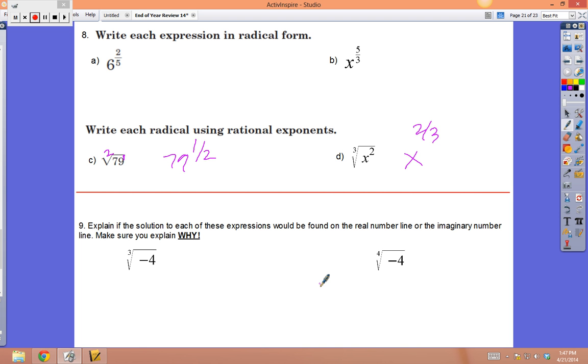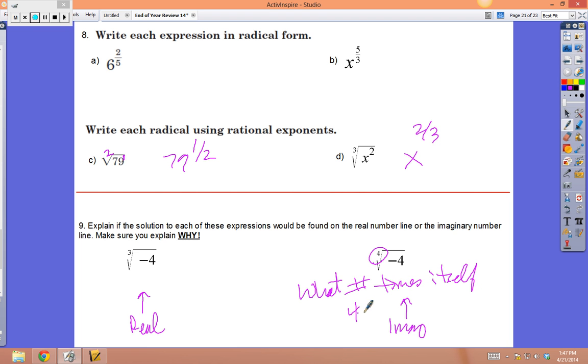Okay, one of these is going to be real and one is going to be imaginary. This one is going to be real, and this one is going to be imaginary, because they're asking you what number times itself 4 times is a -4. And no matter what number you choose, if you times the number by itself 4 times, it's always going to be positive. It's impossible to have a negative answer.